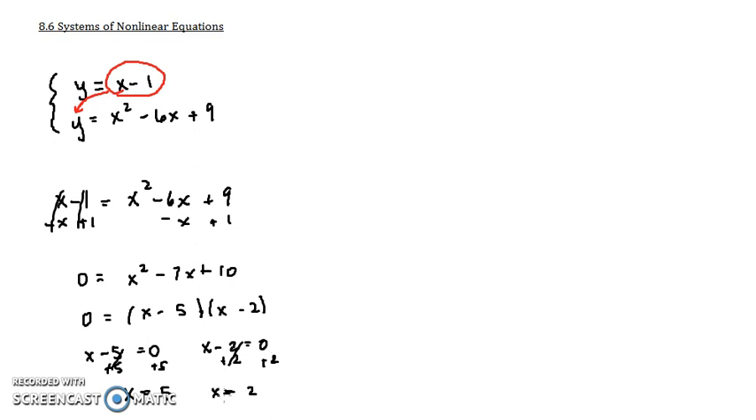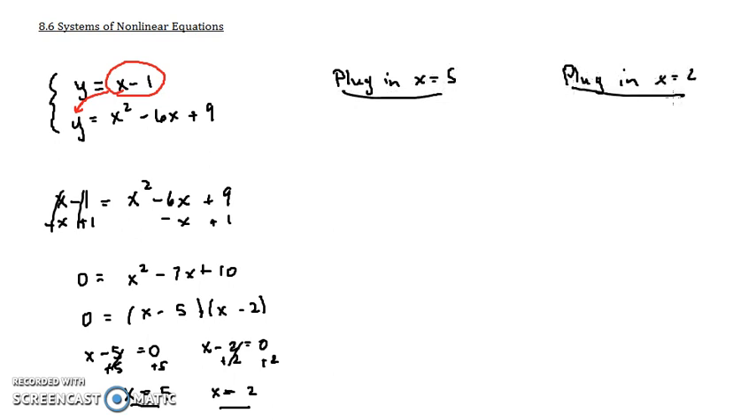Okay, remember our solutions are intersection points. So for each x, you need a y, and vice versa. So now we plug these back in just like we did before, but we're going to have to do it twice because we've got two different values of x. So we're going to plug in x equals 5, and we're also going to plug in x equals 2. Okay, so plugging in x equals 5, this first equation definitely looks the easiest. y equals 5 minus 1 equals 4. So when x is 5, y is 4.